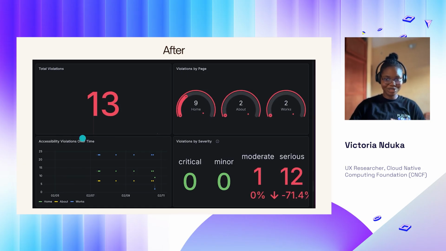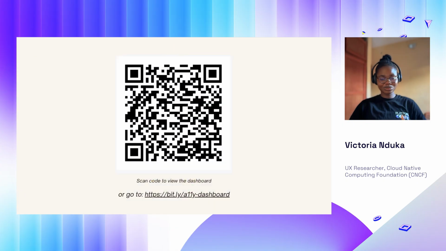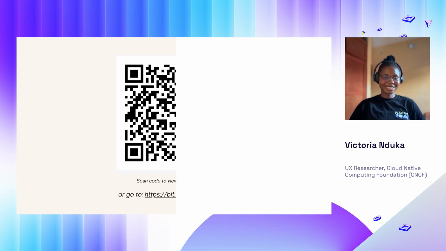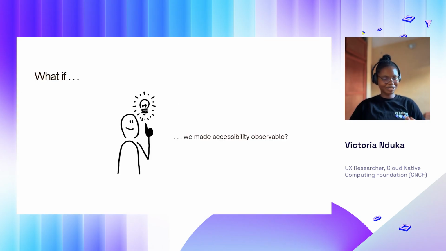If this isn't enough, we can also see from the violations by severity that there is a drop in the number of serious accessibility issues, and it's dropped by 71.4%, which is a good thing. So this is a link to the dashboard, or a QR code that you can scan to view the dashboard on devices. I had asked what if we could make accessibility observable. Now we can see that that's possible.